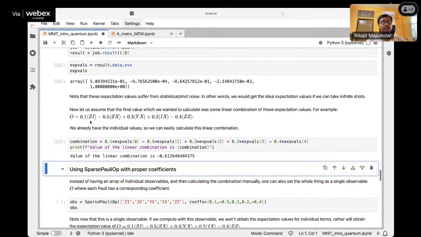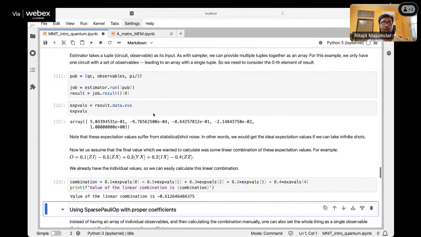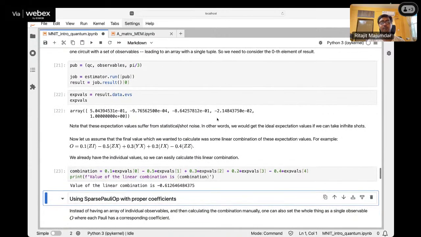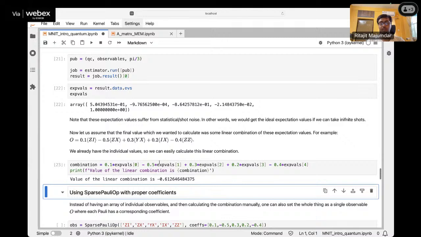Let's say you want the expectation value of this observable only. You don't care what the individual values are. You care about the expectation value of this entire observable O. I don't care about each individual term. So I don't need these individual values, and I don't want to manually do this calculation.